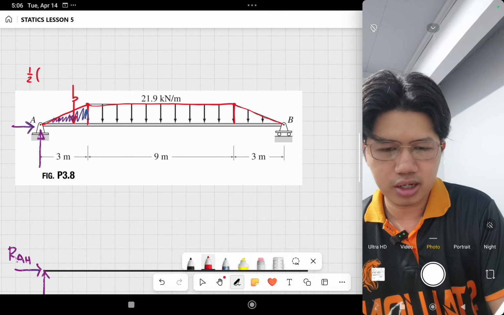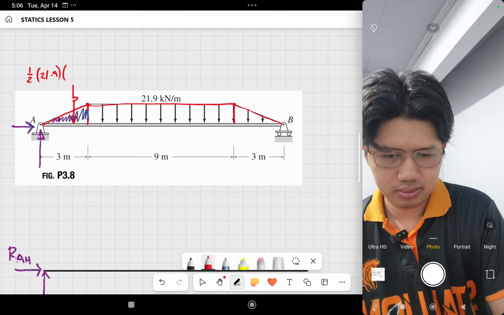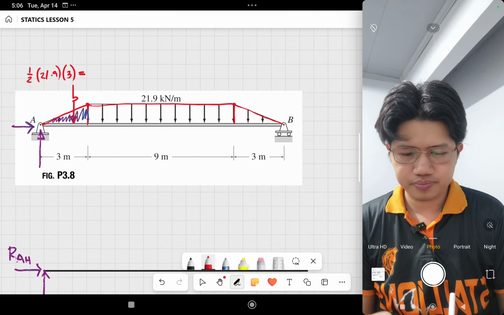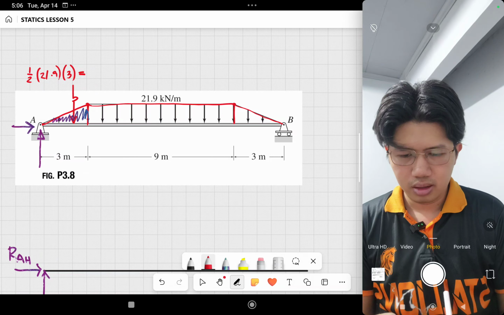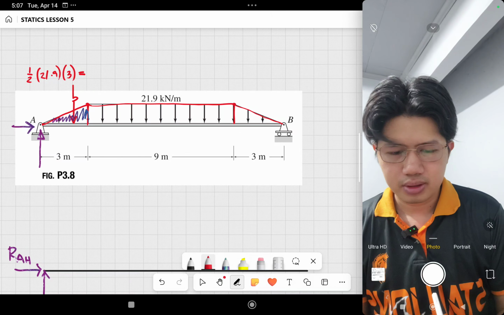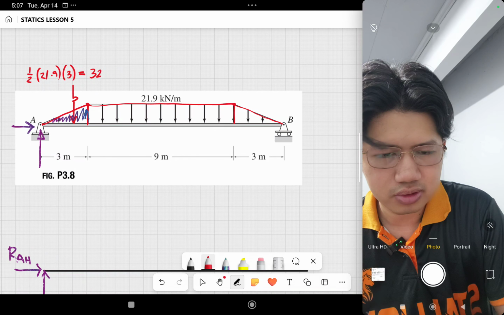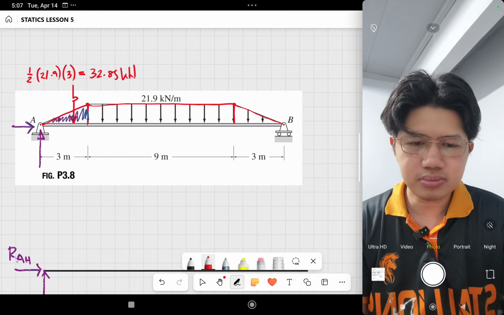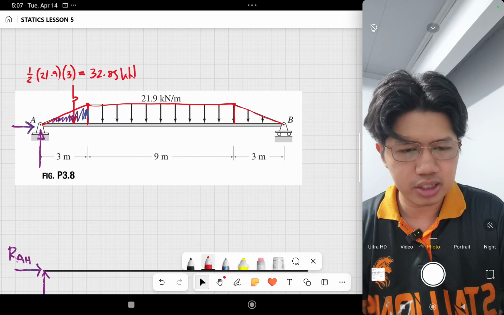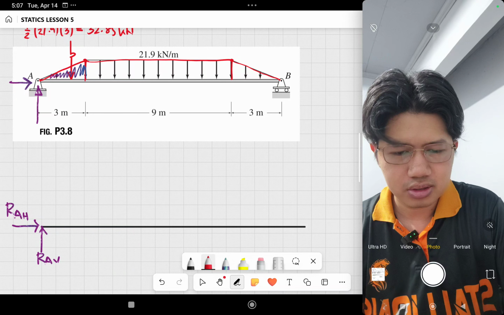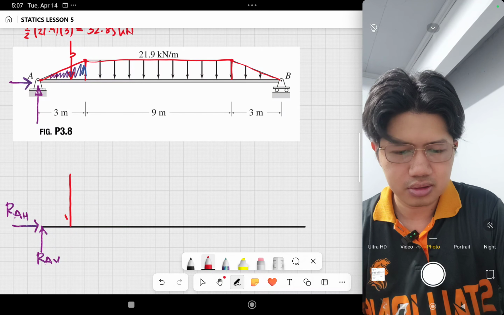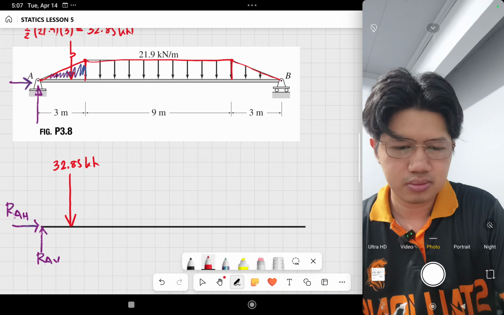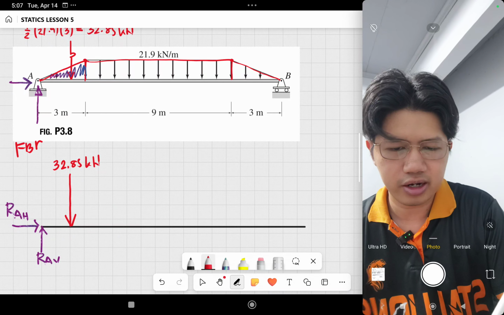So again, that is 1/2 21.9 times 3. That is equals to 32.85 kilonewtons. So let's place the 32.85 kilonewtons here. So again, this is our free body diagram.